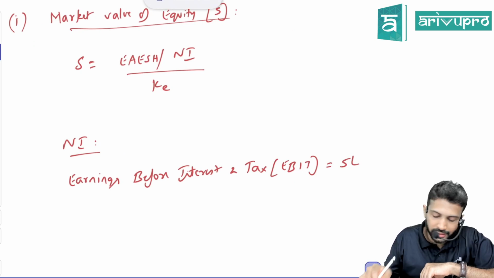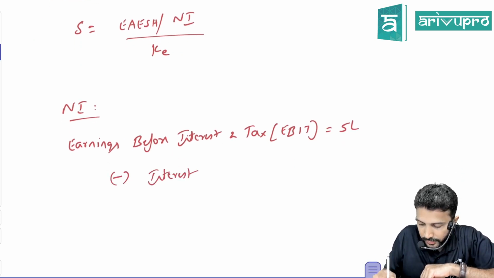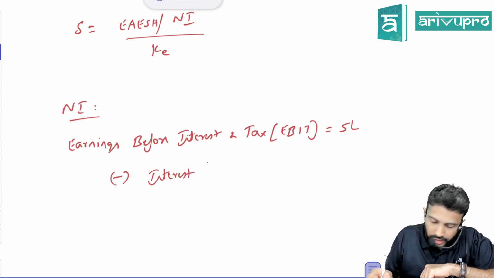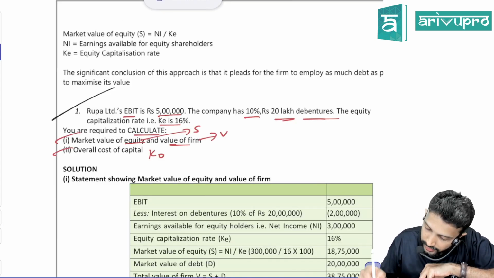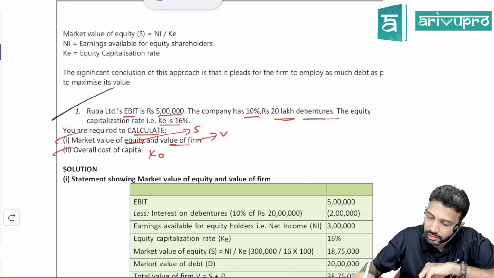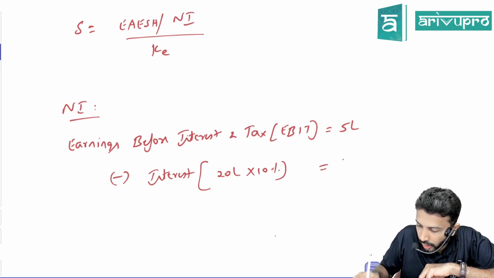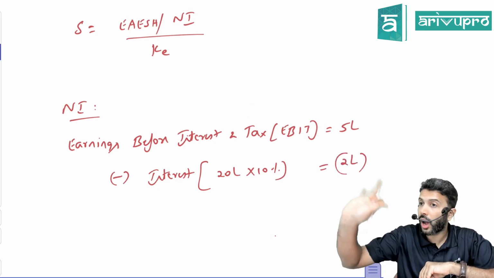From EBIT, how do you get net income? First, we have to deduct interest. Do you know the debt value? Yes, debt value is 20 lakh. What percentage interest does the debt carry? So 20 lakh into 10%, which is 2 lakh. So take after-tax interest.